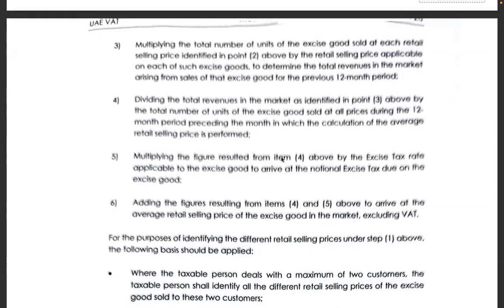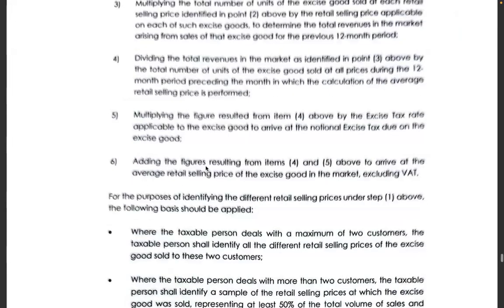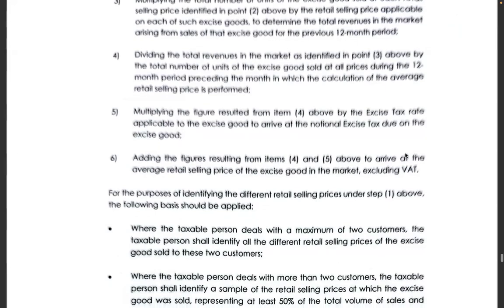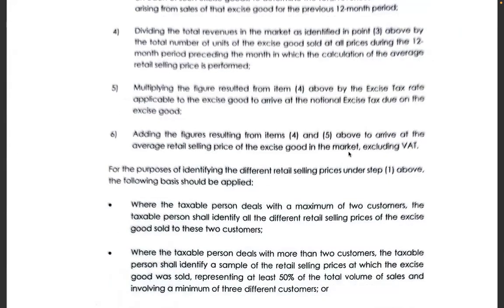Multiplying the figure resulting from item 4 above by the excise tax rate applicable to the excise good to arrive at the notional excise tax due on the excise good, and then adding the figures resulting from item 4 and 5 above to arrive at the average retail selling price of the excise good in the market, excluding the VAT. So that is how we calculate the average retail selling price of that excise good in the market, which excludes VAT.